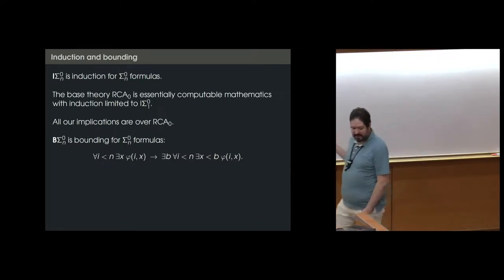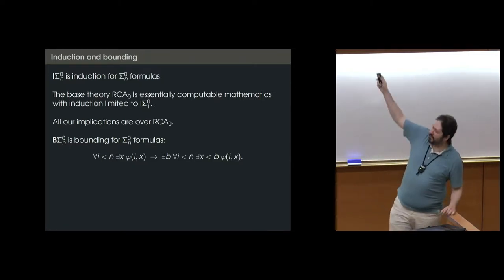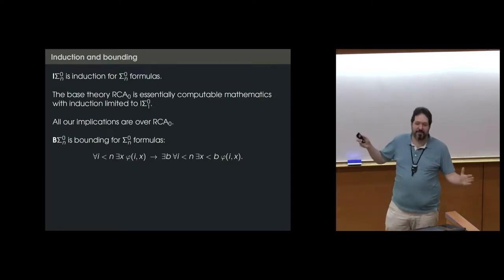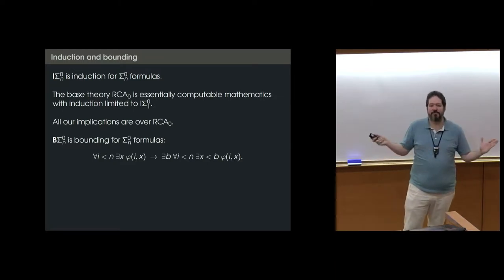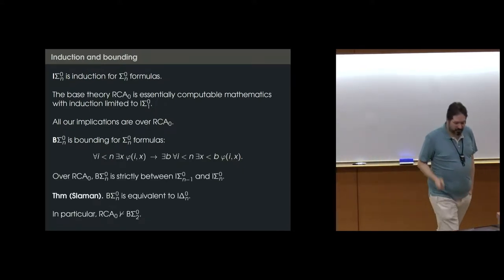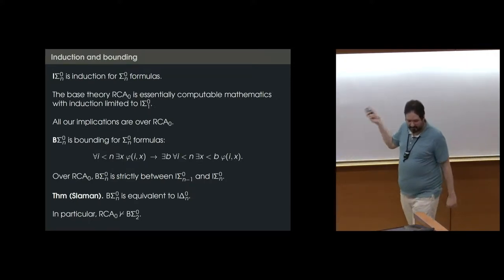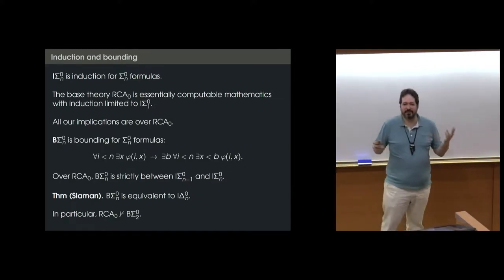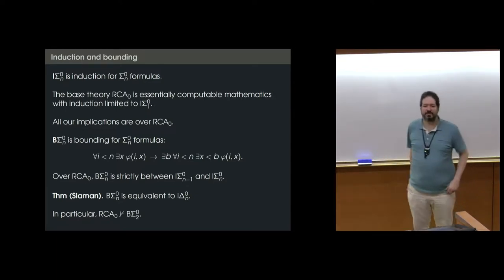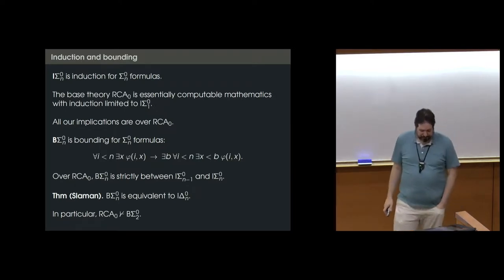So Σ_n bounding just means that if you have a Σ_n formula φ, and there's an implicit quantification over the n for all n, if for every i less than n, there is an x such that φ(i,x) holds, then there's a common bound such that you can find these witnesses x below the bound. Of course, classically true, but this is a first-order principle. And the way these work is that BΣ_n is strictly between IΣ_{n-1} and IΣ_n. And in fact, Slaman showed that BΣ_n is equivalent to IΔ_n, so that makes sense. Of course, IΠ_n is the same as IΣ_n, and so on. So they form a nice hierarchy that we can think about for first-order principles.